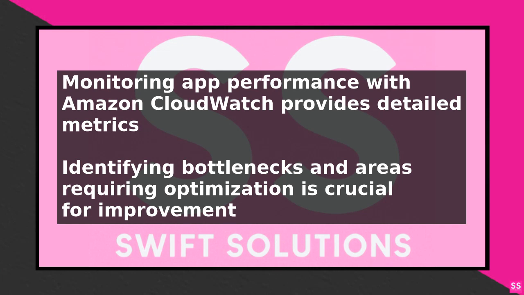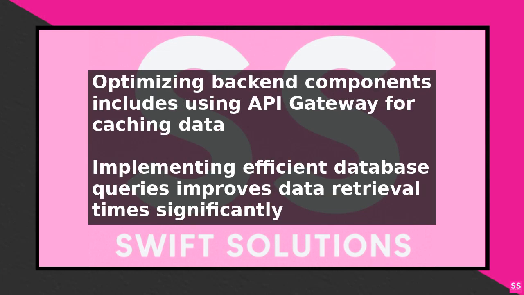Next, focus on optimizing your app's backend, including the API and database. Use Amazon API Gateway to cache frequently accessed data and reduce the load on your backend. Implement efficient database queries and indexing to improve data retrieval times. Consider using a content delivery network to distribute static assets and reduce latency.